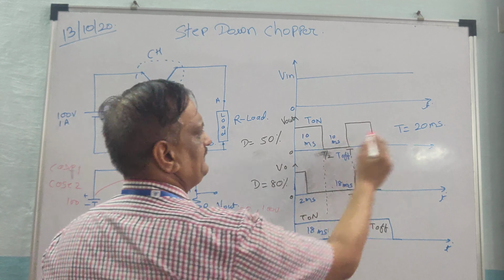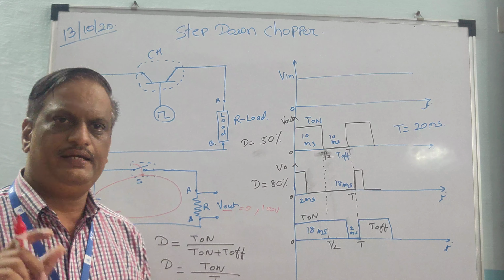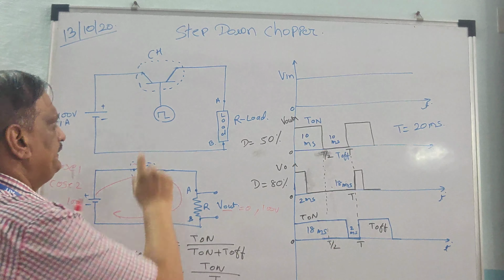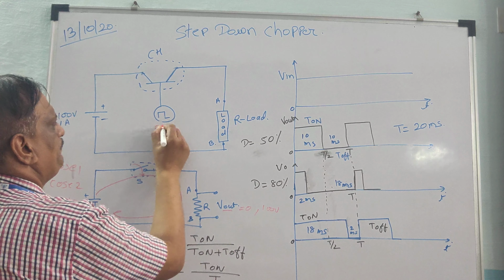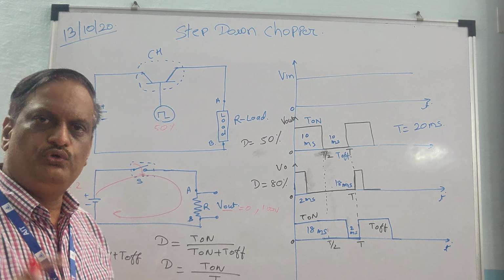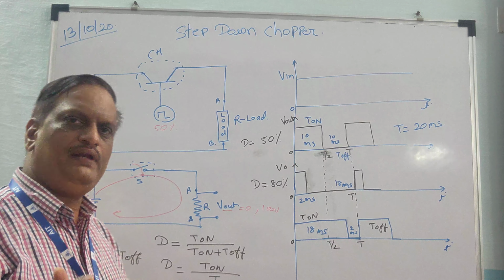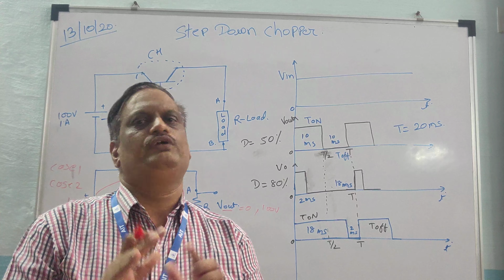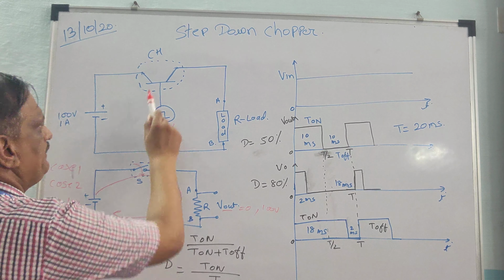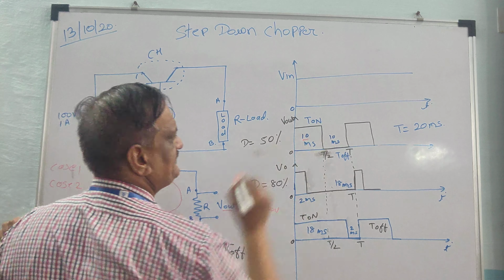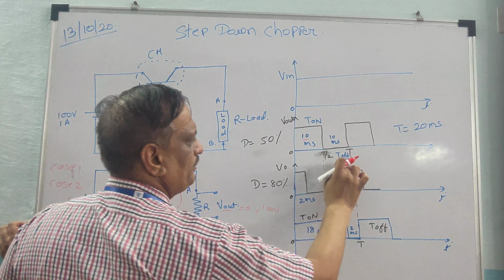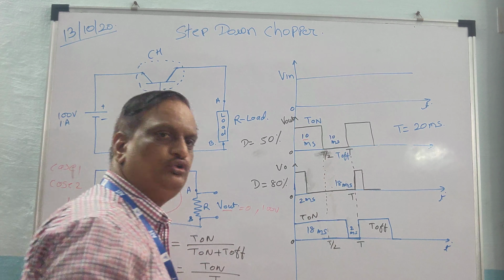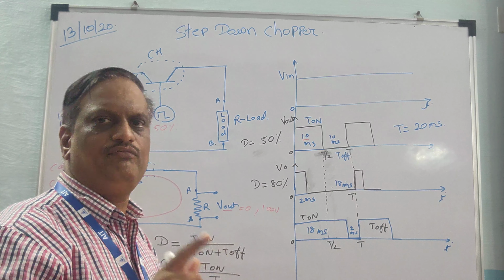Now let us see the first case. Suppose we have supplied a pulse of 20 millisecond width, where this input is at 50% duty cycle. So the duty cycle of this is 50%. In the case of a 50% duty cycle, the on time and off time will both be equal. So the transistor will be on for 10 milliseconds and off for 10 milliseconds. So the on time and off time are equal, and because of that what will happen?